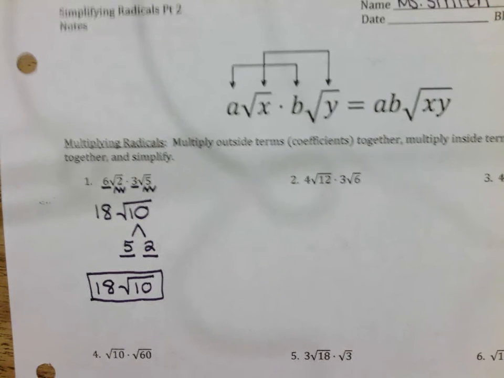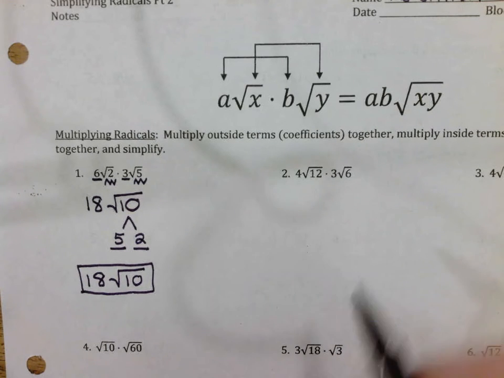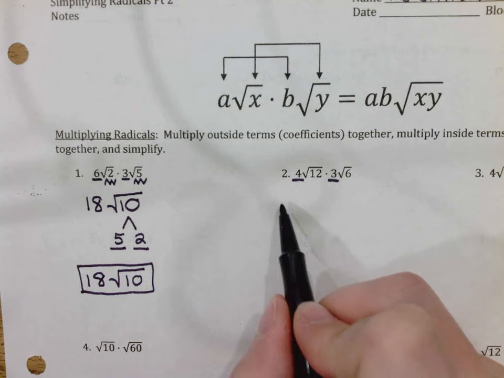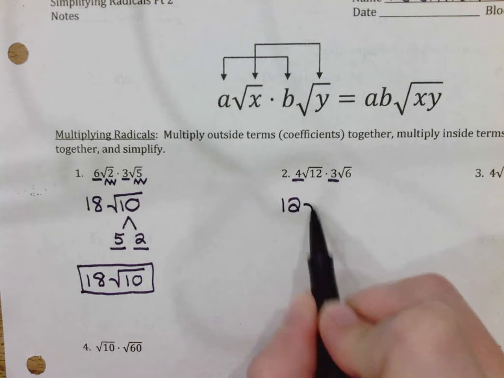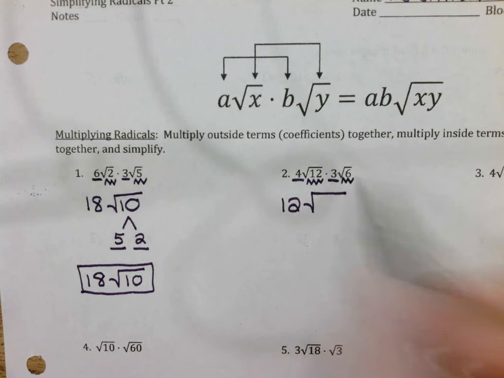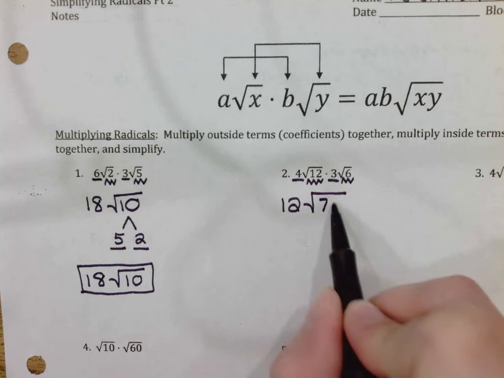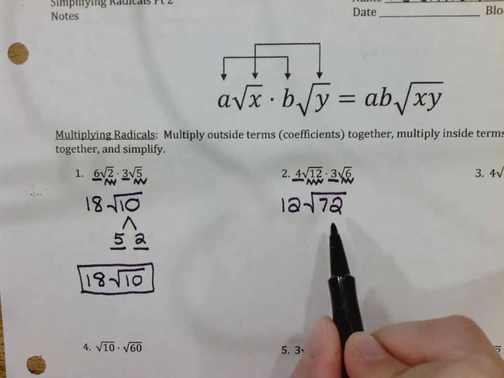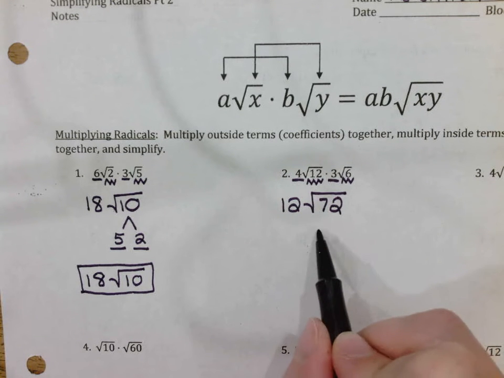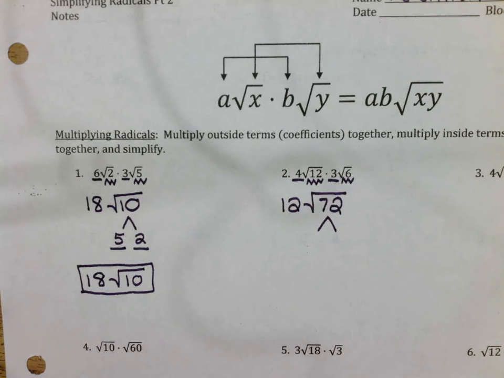Okay. Number 2, let's do the process again. We're going to start by multiplying our outside numbers. So 4 times 3 gets us 12. Then we'll multiply our inside numbers. 12 times 6, that's 72. And now that radicand, 72, that's a pretty big number. So surely we can simplify that using a factor tree.